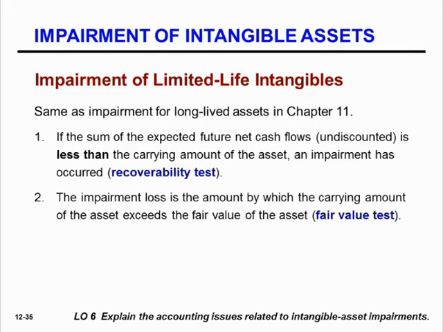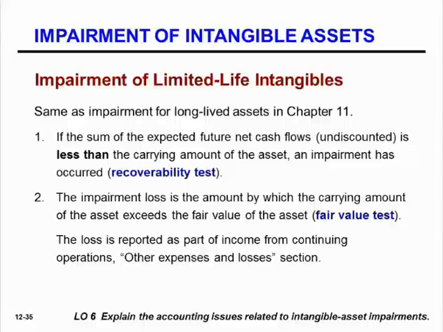The impairment loss is the carrying amount of the asset less the fair value of the impaired asset. As with other impairments, the loss on the limited life intangible is reported as part of the income from continuing operations in the Other Expenses and Losses section of the income statement.